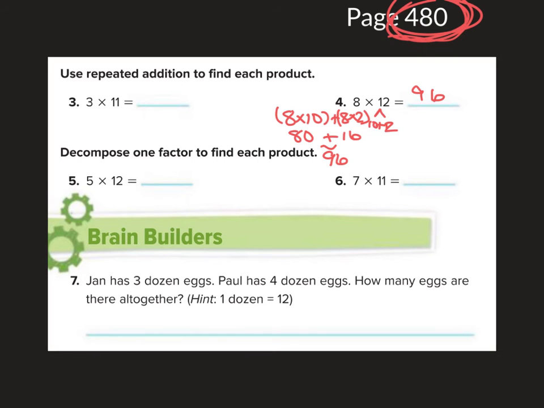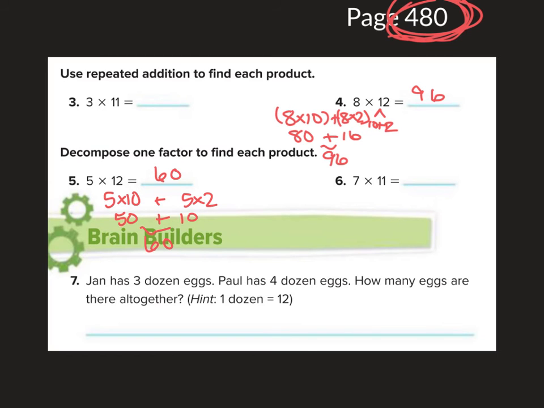What about 5 times 12? Let's do 5 times 10 plus 5 times 2. So 50 plus 5 times 2 is 10, so our answer is 60. Look at that. That's kind of a neat little trick.